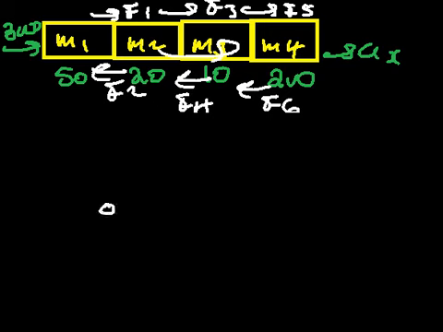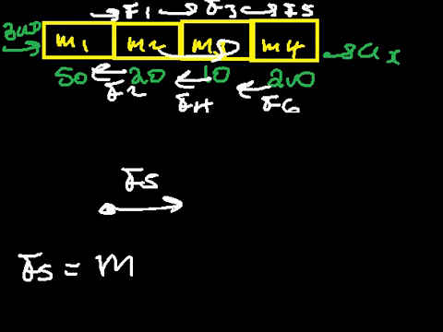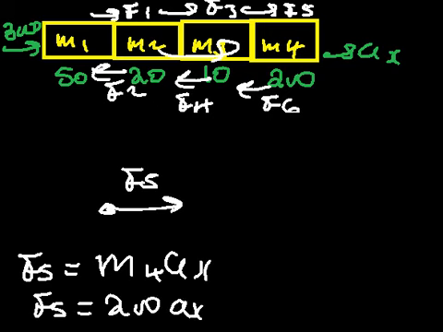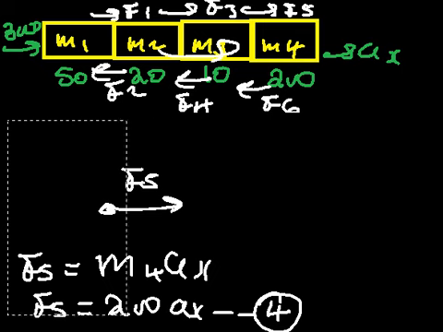So we have the free body diagram that will be looking like this. We only have a single force acting on mass 4, that is F5. And according to Newton's second law of motion, we have F5 is equal to mass 4 times acceleration. That corresponds to F5 is equal to 200 times acceleration. This is equation number 4. So take note of that.